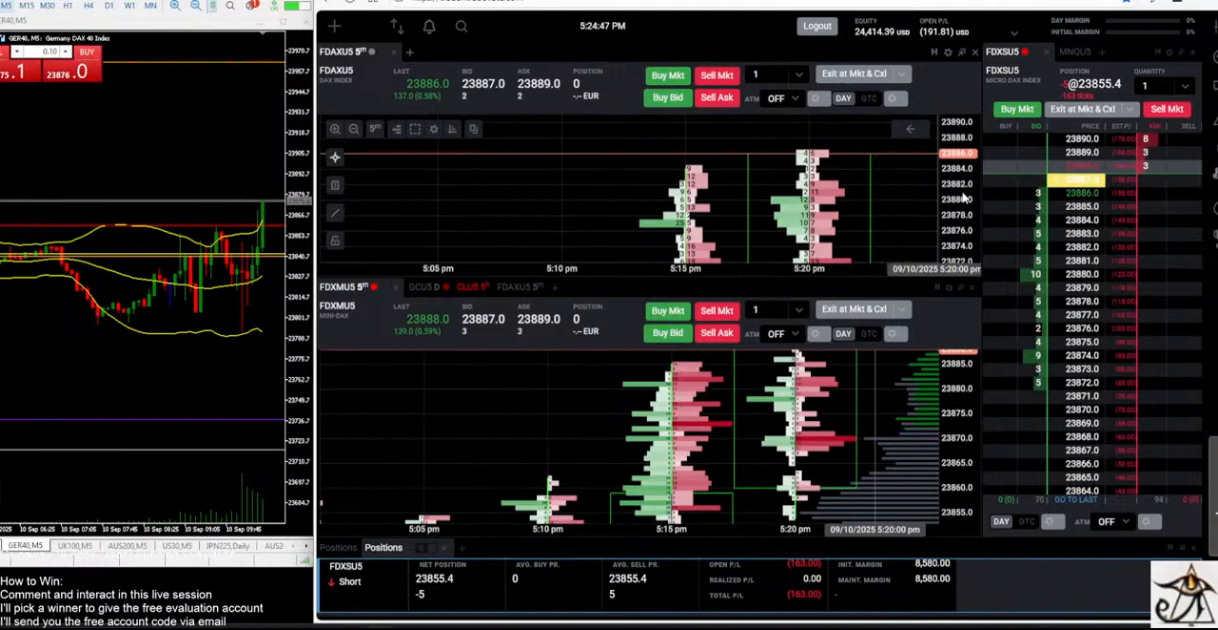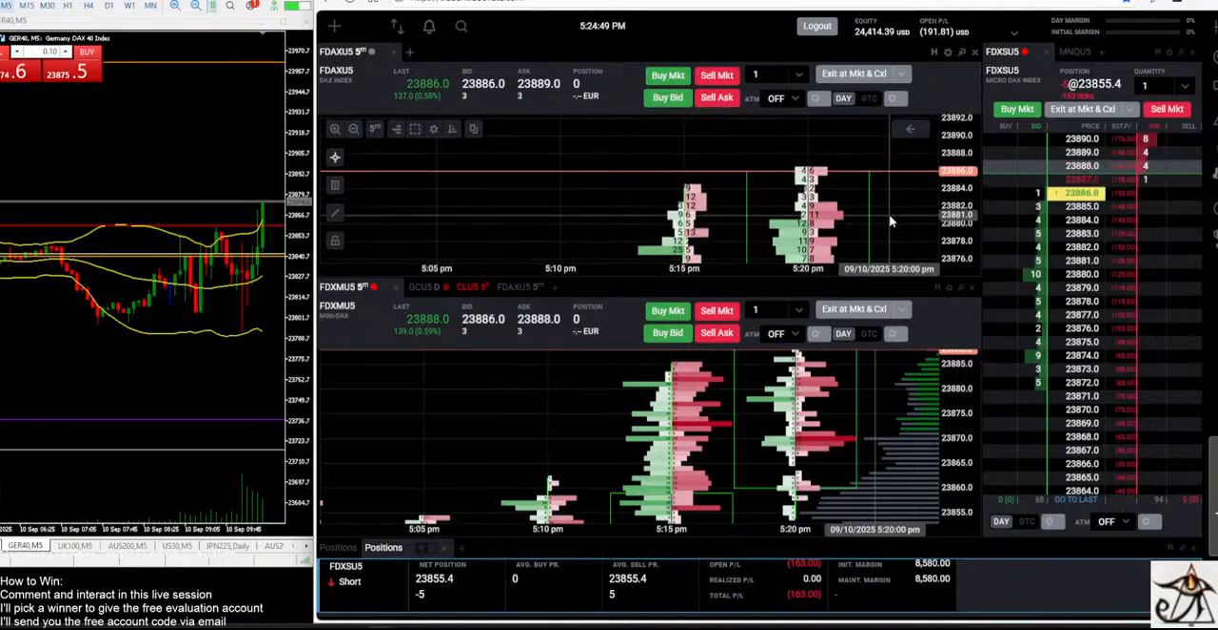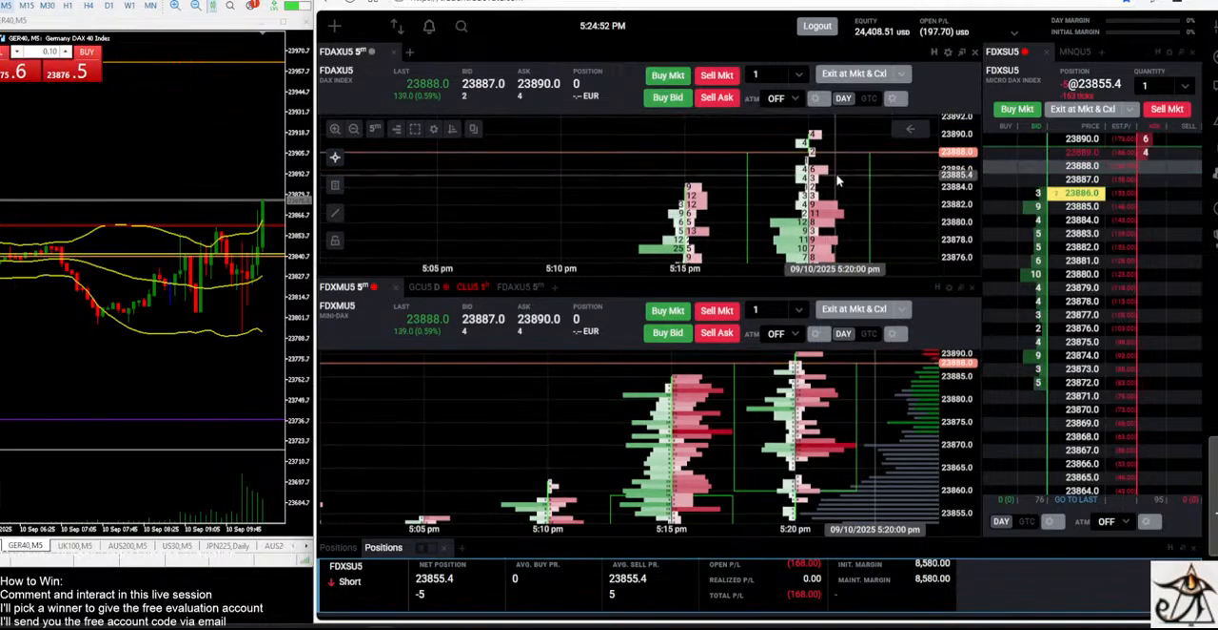Okay, I'm probably just going to get out of this. I don't want to hang around in this one for long at all. It's just going to power up.